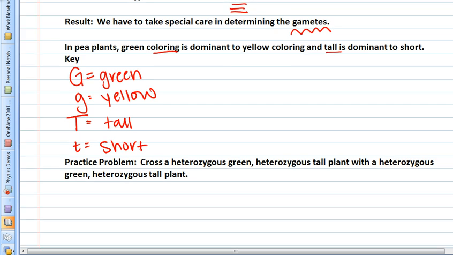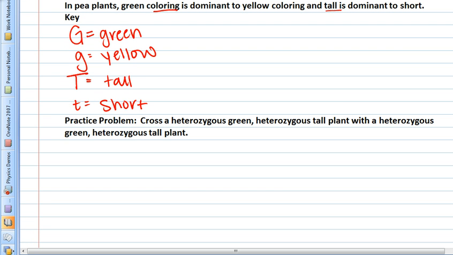So let's take a look at this first practice problem. We need to cross a heterozygous green, heterozygous tall plant. So its genotype is going to be big G, little g, big T, little t. It's heterozygous for green and heterozygous for tall. We're going to be crossing that with another heterozygous green, heterozygous tall plant.